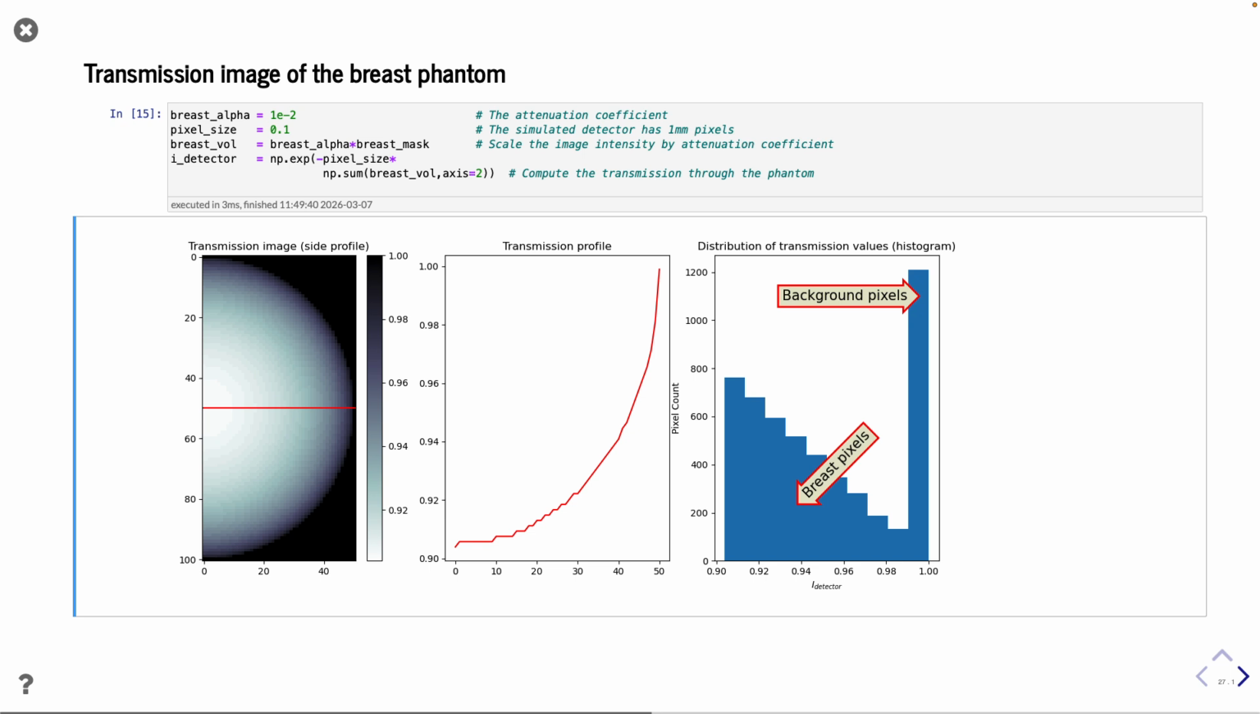Yes, it's a negative. And if we look at the transmission profile, we see outside we have all transmitted, and then in the thickest part we have apparently about 90% transmission. Looking at the pixel distribution, we can see that we have, in principle, a linear effect here. That's just due to the geometry. And then we have many background pixels. So that is the kind of histogram we get from this image.